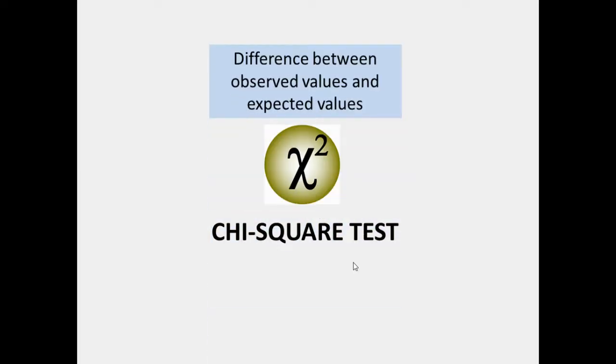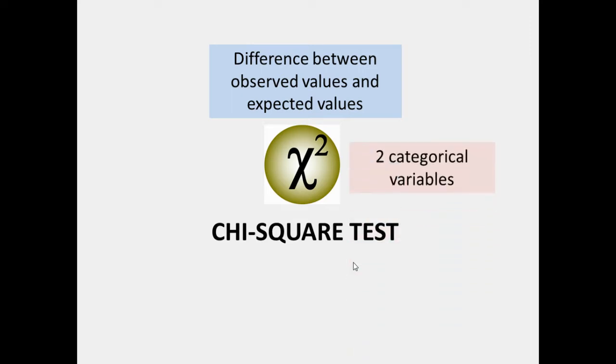So now, first coming to chi-square test. So what is this chi-square test? Chi-square test is a statistical test that is used to find out whether the difference between the observed values and expected values are statistically significant or not. There are two circumstances under which you have to use chi-square test.